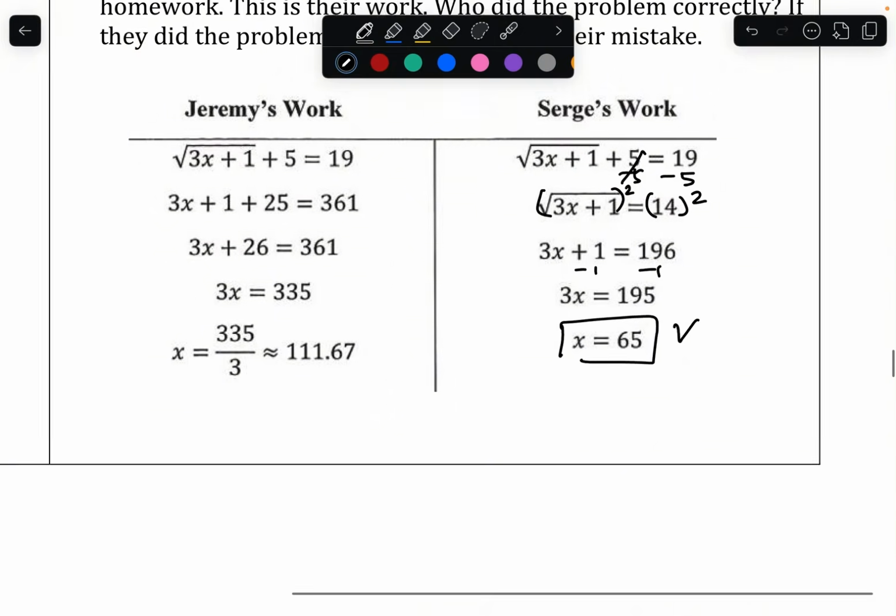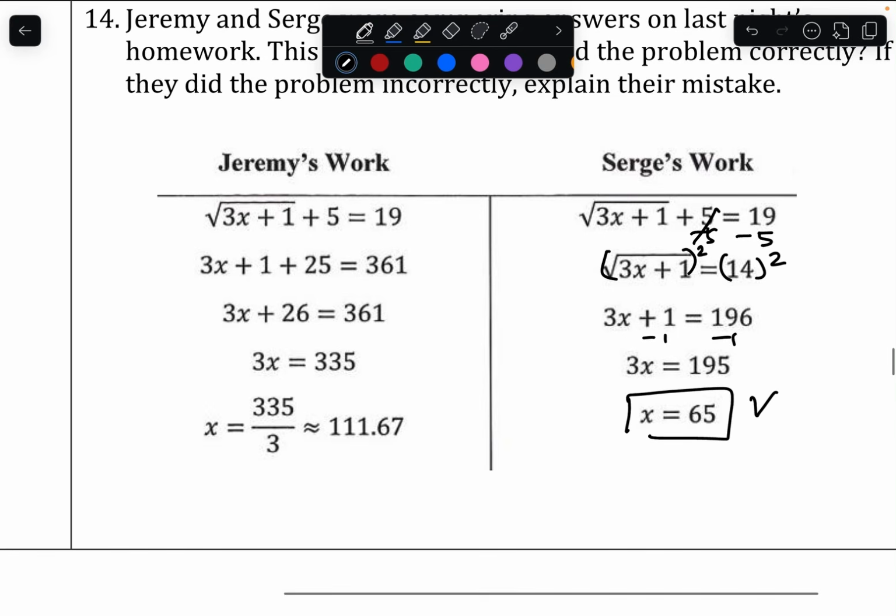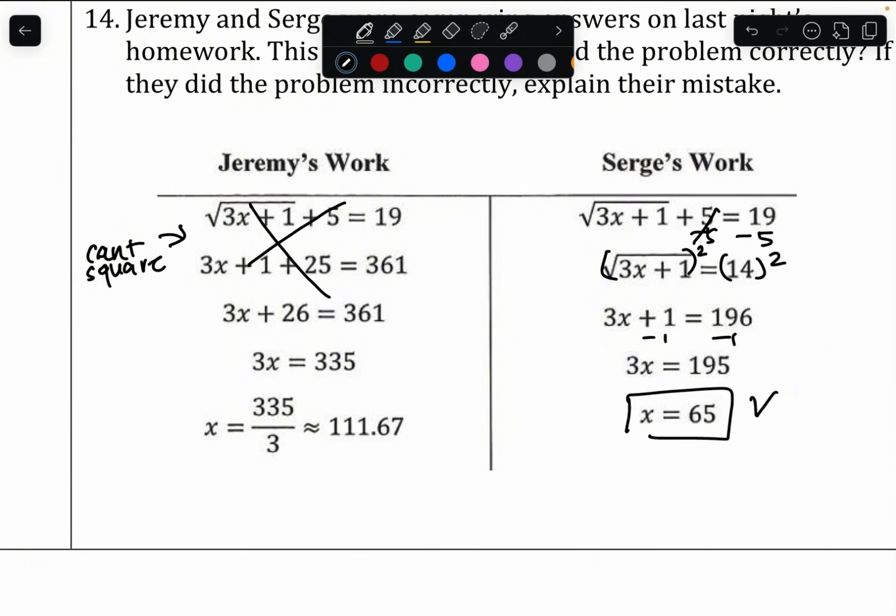That is correct. So looking at Jeremy's work, it looks like he went ahead and tried to square both sides and then distributed the square to cancel the radical. You can't do that. You would have to FOIL that. And so Jeremy's work is incorrect. And that's because at this step, you can't square both sides yet. And if you do, you would have to FOIL that out. That would be a binomial situation. And so you can't square both sides like that. Don't do that.